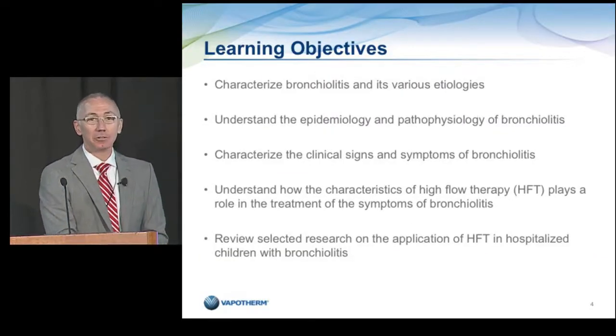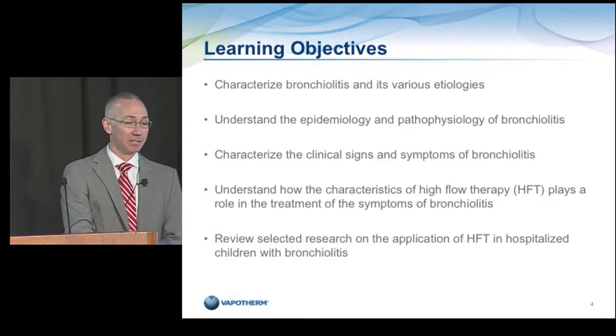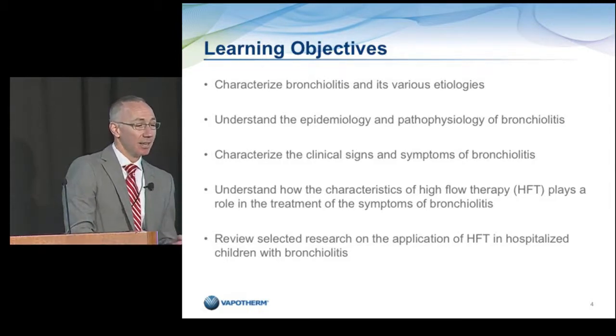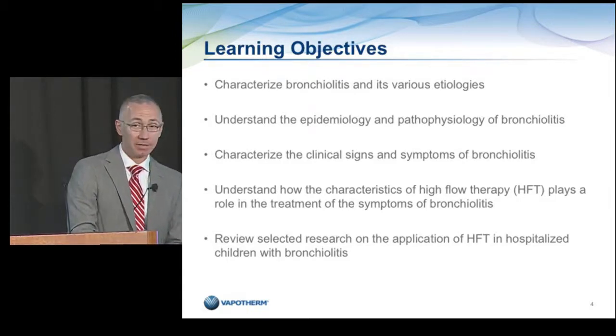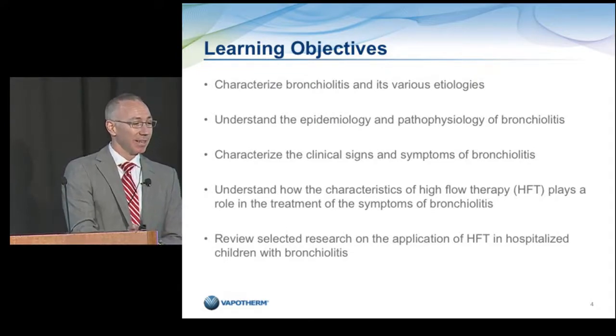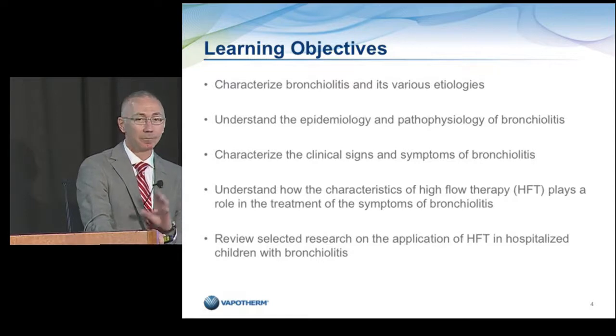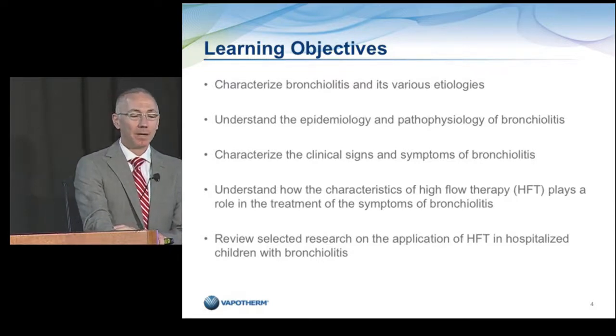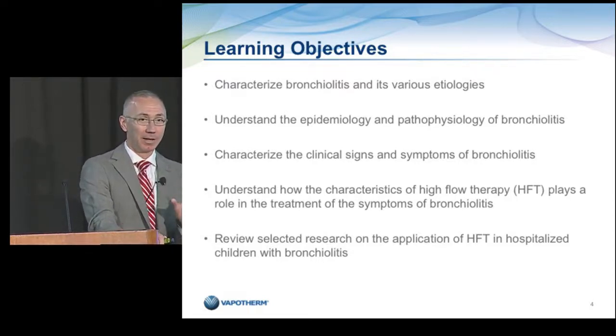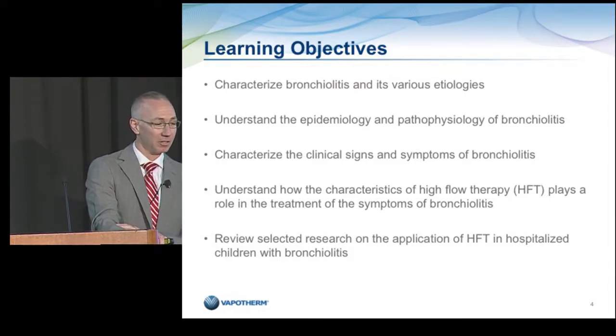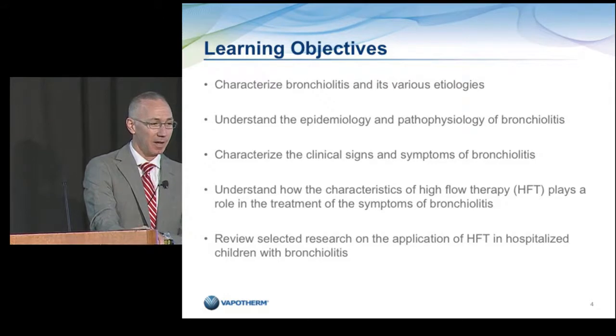Today, we're going to talk about bronchiolitis and characterize its various etiologies, understand the epidemiology and pathophysiology of bronchiolitis. We'll characterize signs and symptoms of bronchiolitis and place high-flow therapy and its role in the treatment of these patients. And we'll review some selected literature that is relevant to this topic.